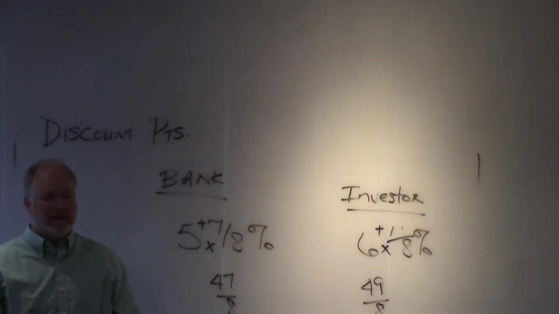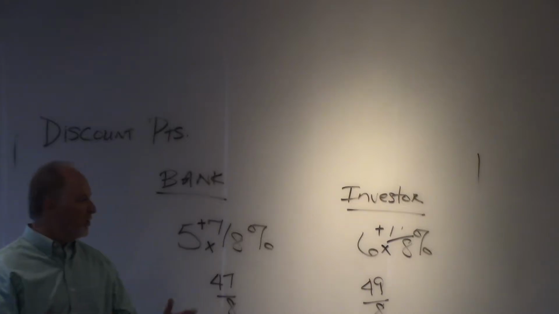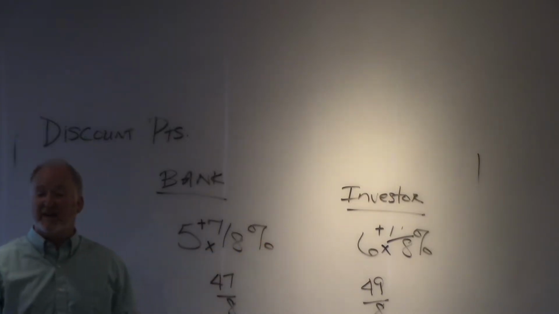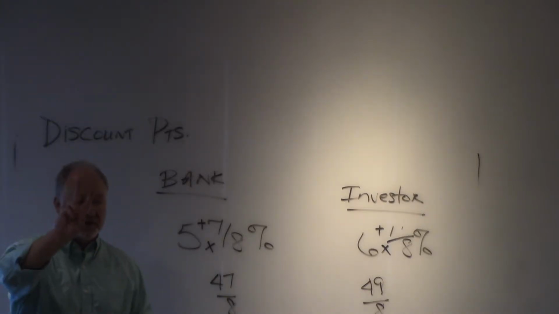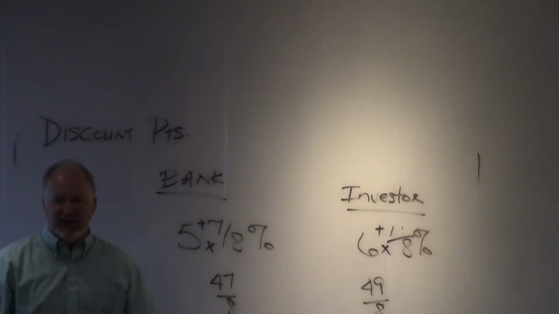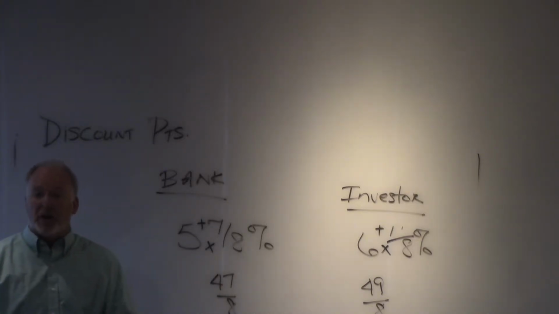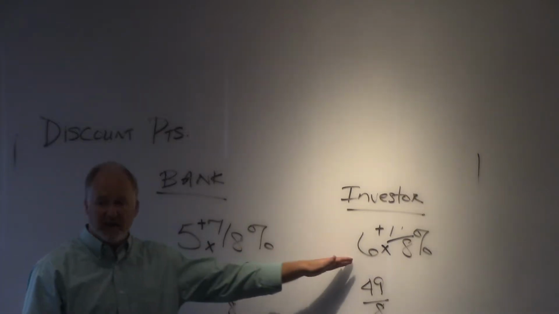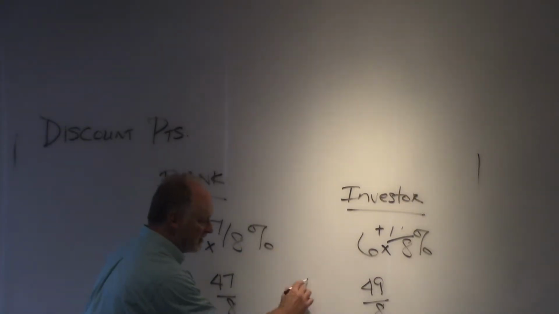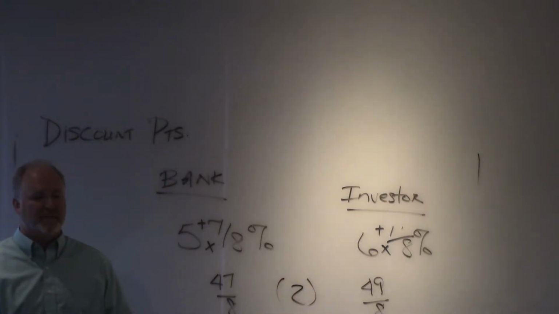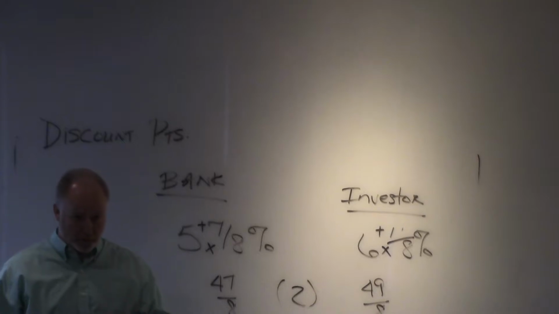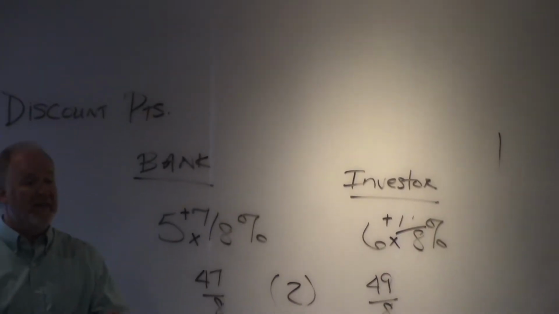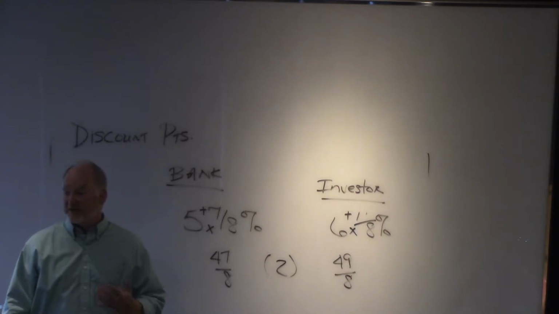While some of you may be fractionally challenged and would not know the difference between 5 7/8 and 6 1/8, you know the difference between 47 and 49, don't you? What's the difference between 47 and 49? 2. Technically 2 eighths. And discount points are eighths, right? So how many discount points to get from here to here? 2. That wasn't too bad, was it? 2 discount points. And by the way, always think about this as well. What's the cost of those 2 discount points? 2%. There's 2 of them, so 2% of the loan amount. Perfect.